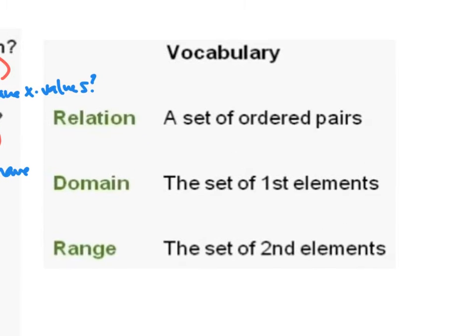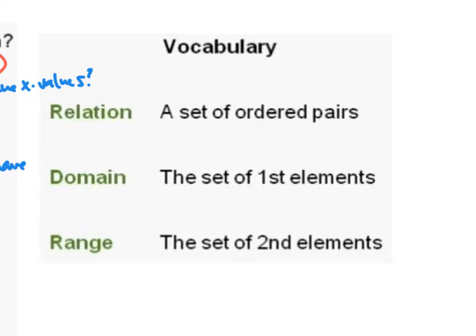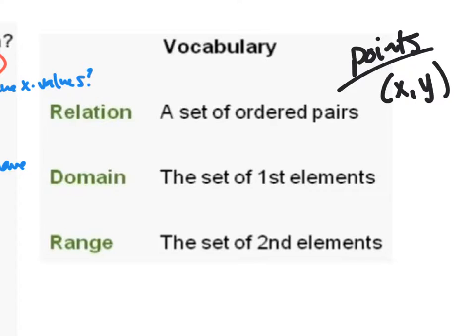Okay, a relation. Let's talk about some vocabulary. A relation is a set of ordered pairs that is in the form of x, y coordinates. Okay, these are points. Domain is the set of first elements, range is the set of second elements.